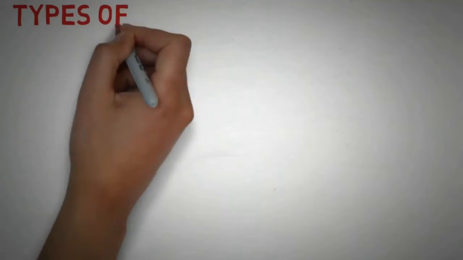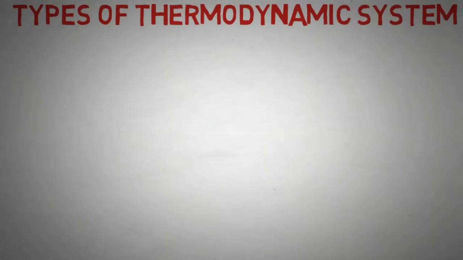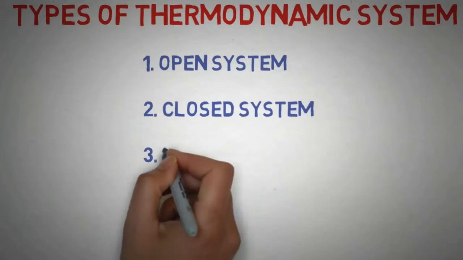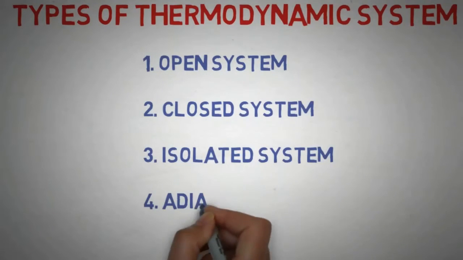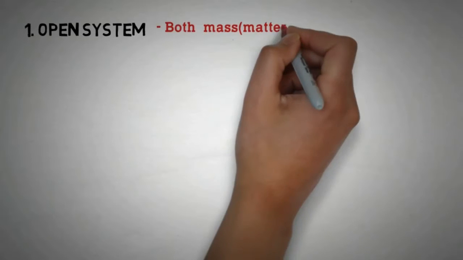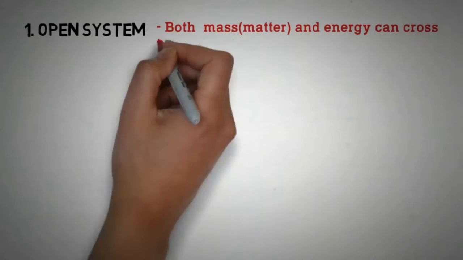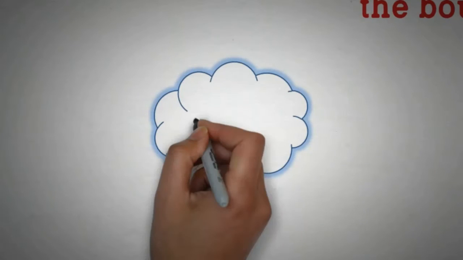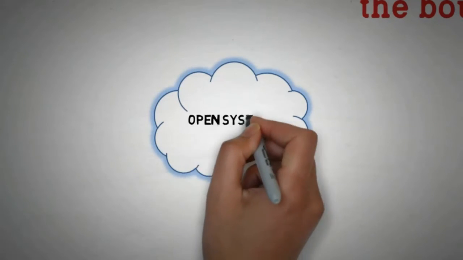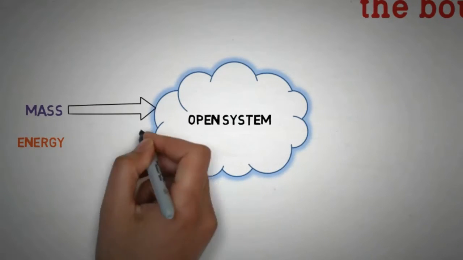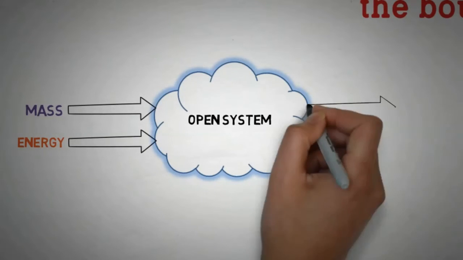There are four kinds of thermodynamic system which are open system, closed system, isolated system and adiabatic system. Open system. Open system is a thermodynamic system in which both mass and energy can cross the boundary of the system. Here in the diagram of open system we can clearly see that both mass and energy can come in and go out of the system.